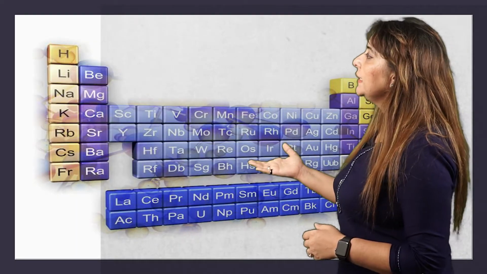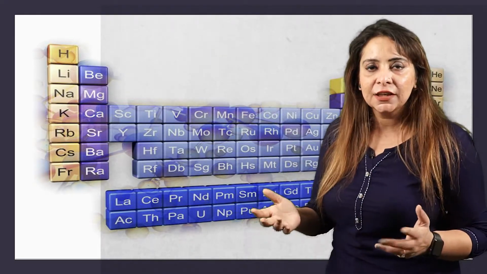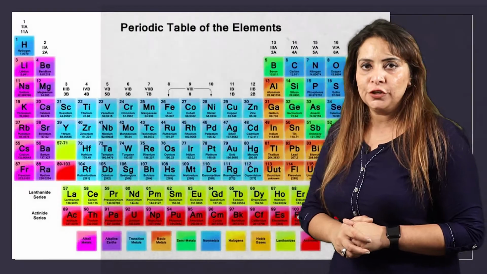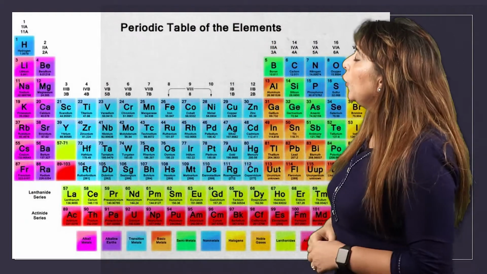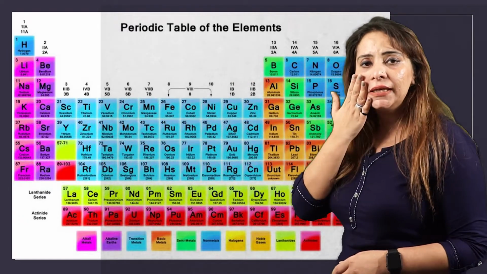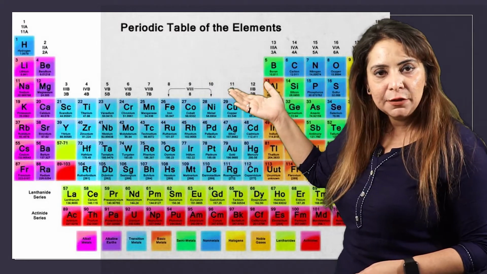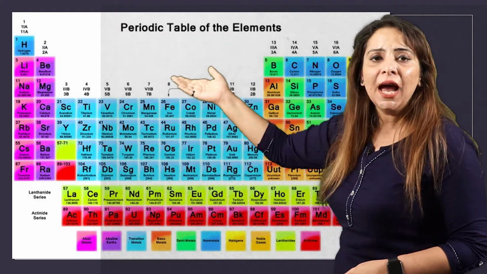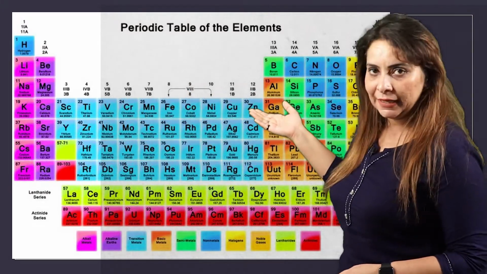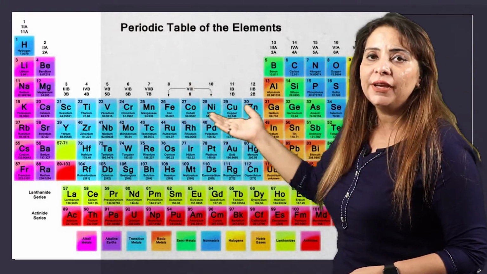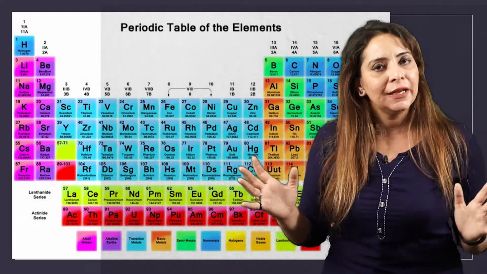Now, as you can see, the number of elements present in each period varies. So let's discuss it first. In the first period, we have 2 elements, right? In the second period, we have 8 elements. In the third, again, we have 8 elements. In the fourth period, we have 18 elements. In the fifth period, again 18 elements. In the sixth period, we have 32 elements. And in the last period, we have the rest of the elements.